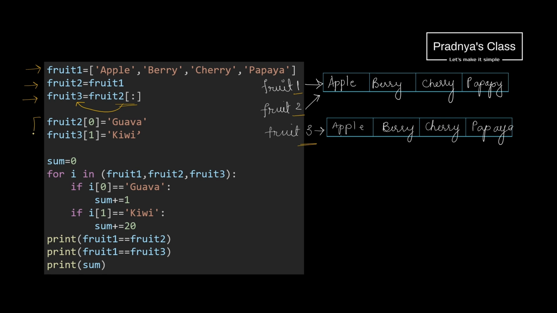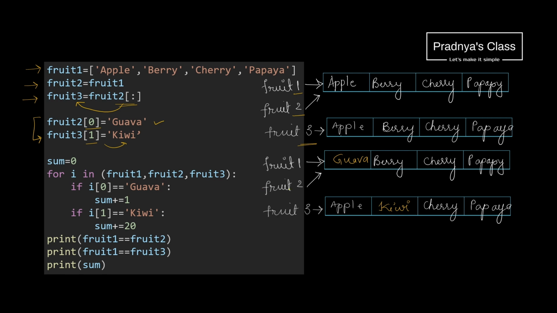Now look at these two statements. We are changing the first element of fruit 2 to guava and the first element of fruit 3 to kiwi. So after the changes, the list will look like this. We changed the element of fruit 2, but it will reflect in fruit 1. But that is not the case with fruit 3. If we change something in fruit 3, it doesn't mean it will reflect in the other lists.